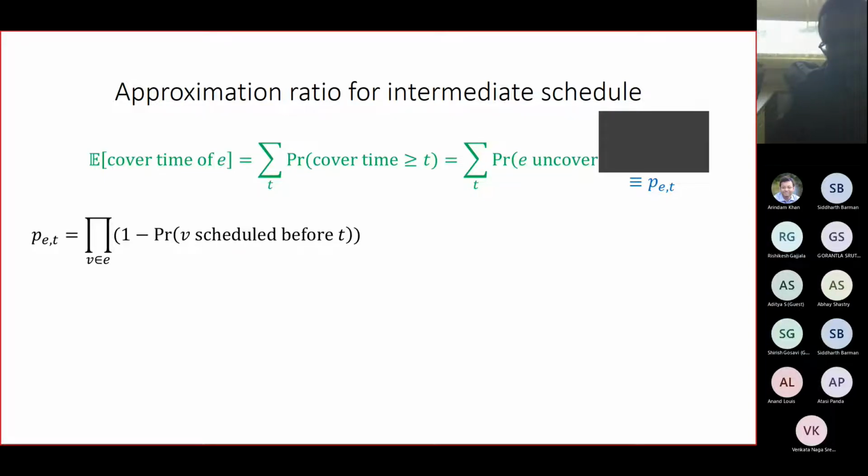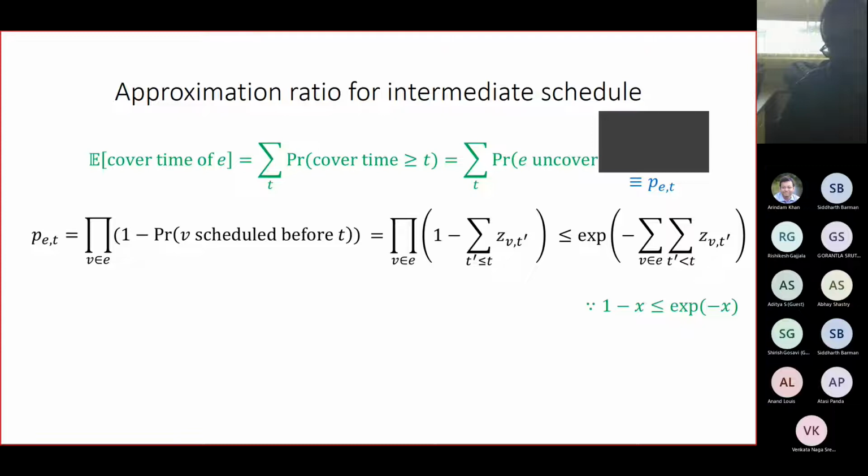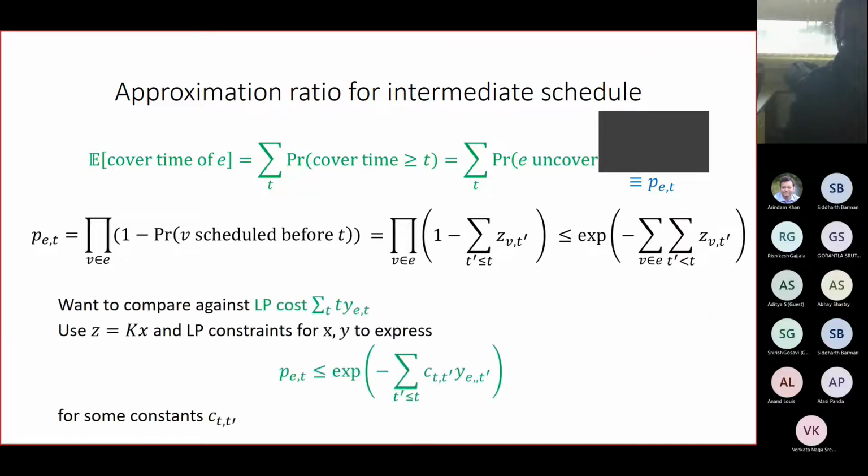And now, since every vertex is scheduled independently, I can write some expression for this probability in terms of every vertex, wherever every vertex is scheduled. And I can do a little bit of algebra and get some expression. So don't worry about how the algebra happens. But the upshot is that I will get some expression for the probability that the edge is uncovered at time t. And this expression turns out to be something like this. It's exponential in the LP variables. So I have the LP variable y, and I have exponential of some linear function of the LP variables.